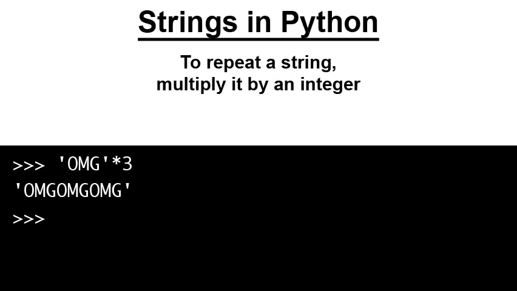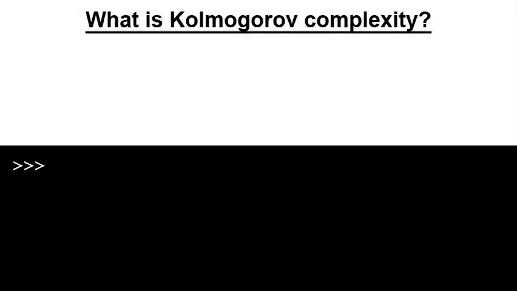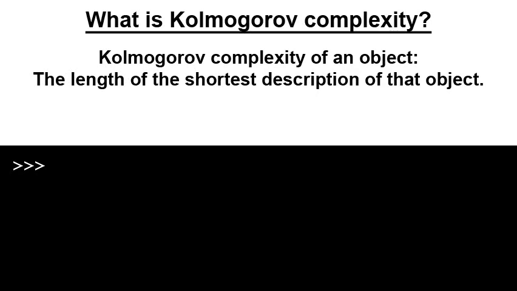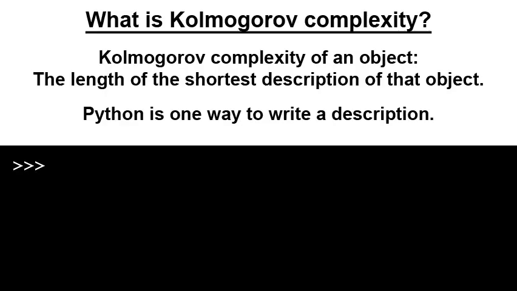Now, Python gets a lot more complicated beyond all that, but for the purposes of explaining Kolmogorov complexity, this is really all you need to know. So, what is Kolmogorov complexity? The Kolmogorov complexity of an object is the length of the shortest description of that object, and a description can be a series of instructions in Python, for example.